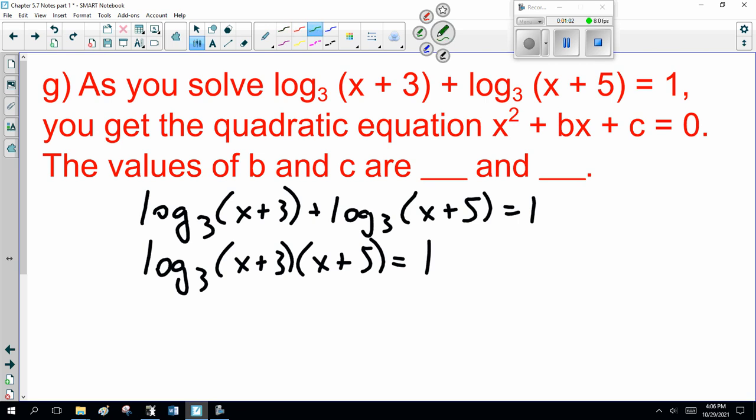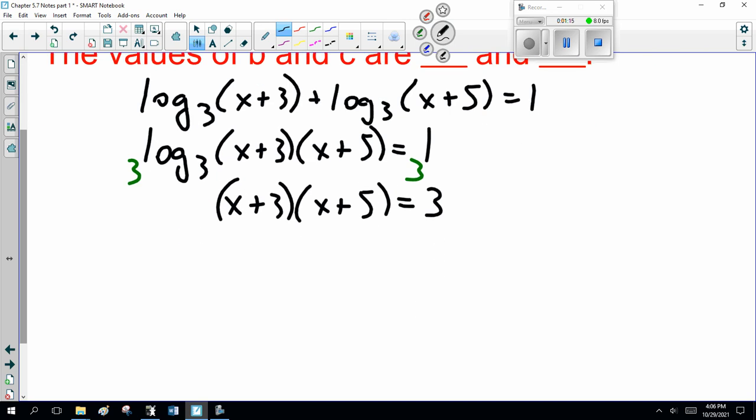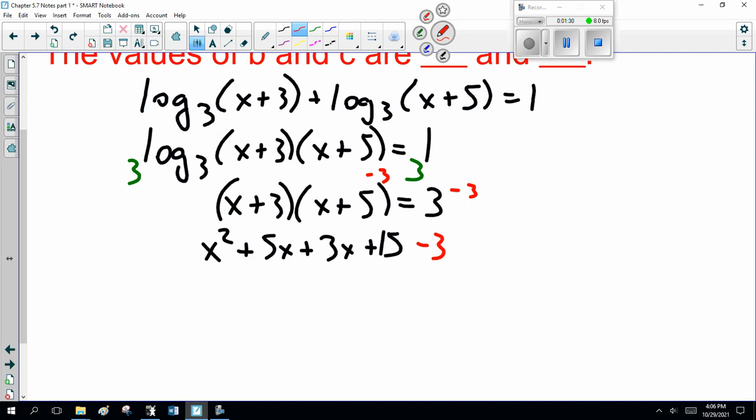Log base 3, I would use this as an exponent. Base 3, this becomes x plus 3 times x plus 5 equals 3 to the 1. Now foiling this is x squared plus 5x plus 5x, plus 15, minus 3, equals 0. So it's x squared plus 8x plus 12 equals 0. That's the solution.